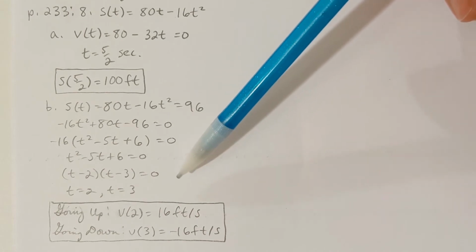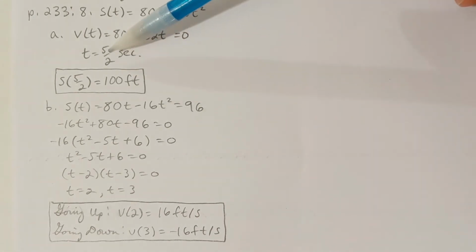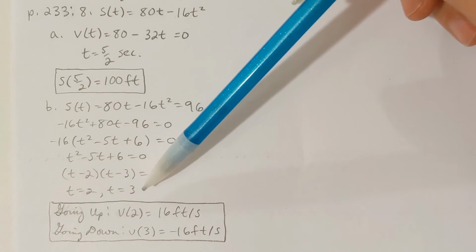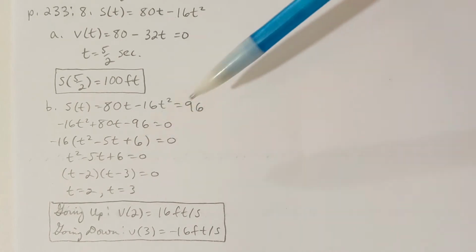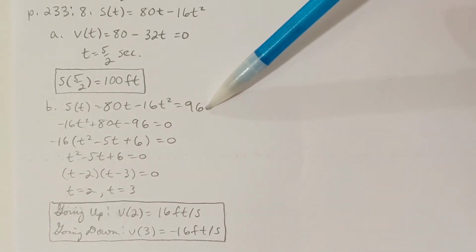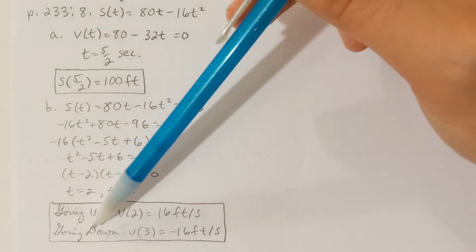Okay, now at 2.5 seconds, it's going to change direction and then head back down. After 3 seconds, it'll pass that 96-foot marker for the second time, okay, as it's going down.